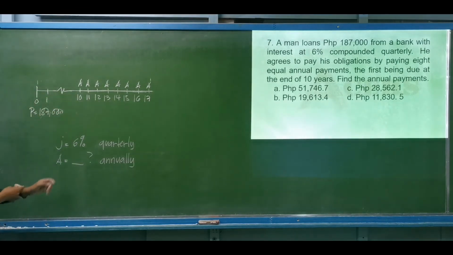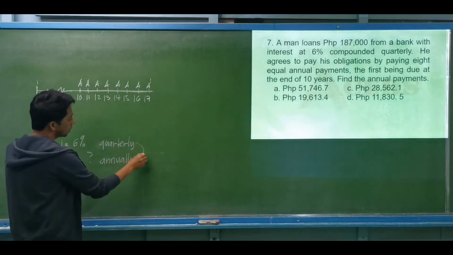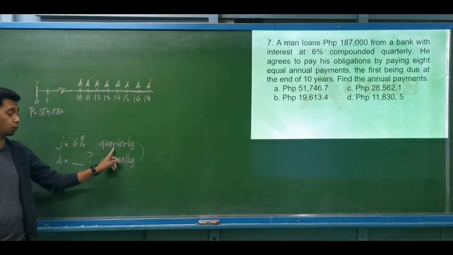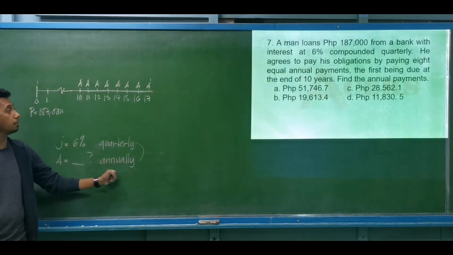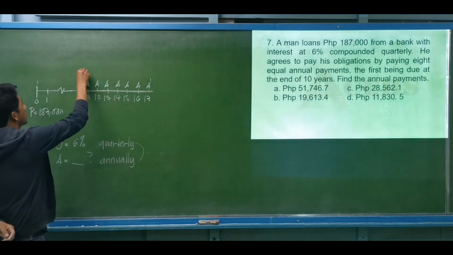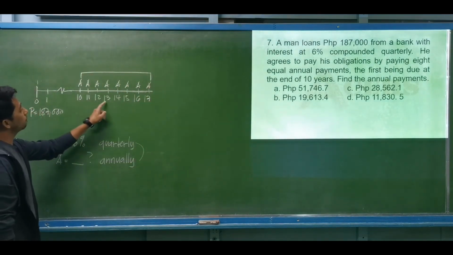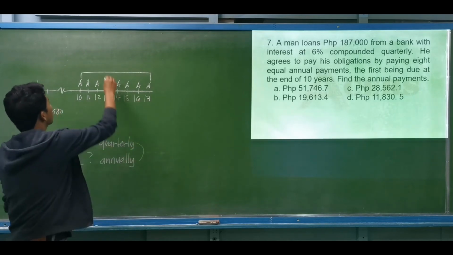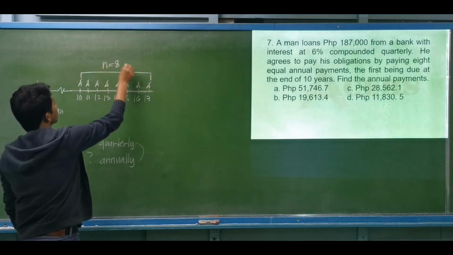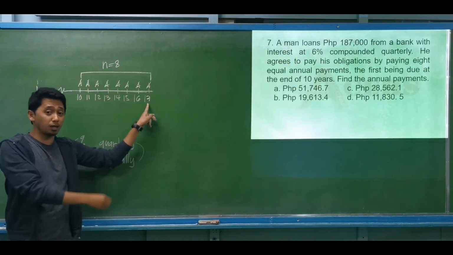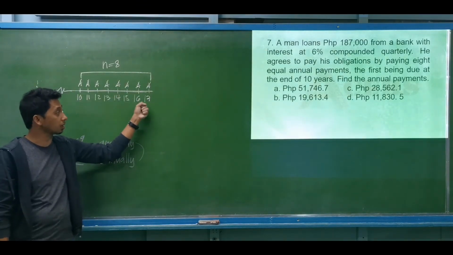So you have here a rate of interest given as quarterly, but the mode of payment is annually. So we need to fix this one. We need to convert. They should have the same mode. Take note, the rate will adjust to the payment. So we have 8 annual payments. If we count 1, 2, 3, 4, 5, 6, 7, 8, that is the 8 annual payments, which means the payment should end on the 17th year.